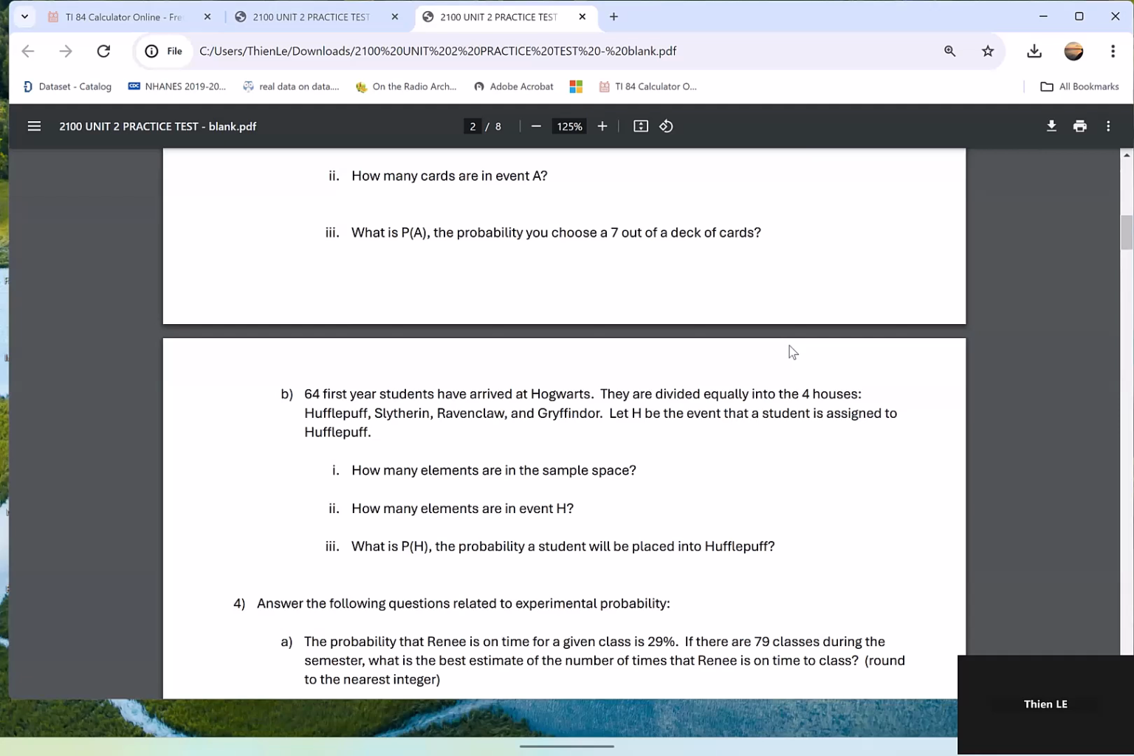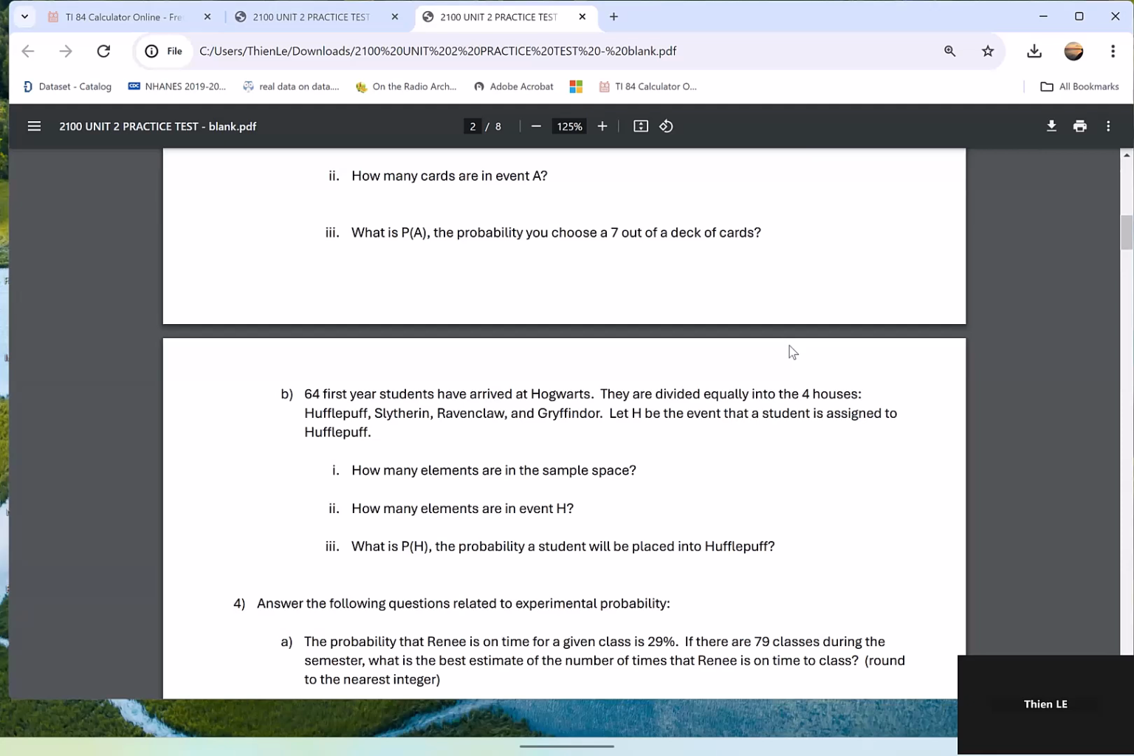What is P(H)? Probability of H. Probability a student is placed into Hufflepuff. So again, in the sample space you have 64 students, and in event H you have 16, right? So the probability would be just 16 out of 64. So 1/4, right? 1/4.